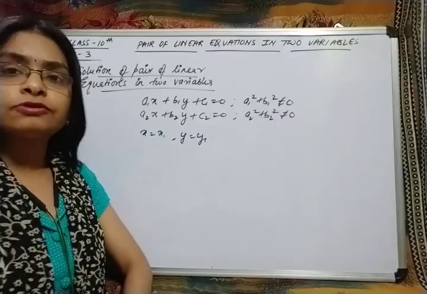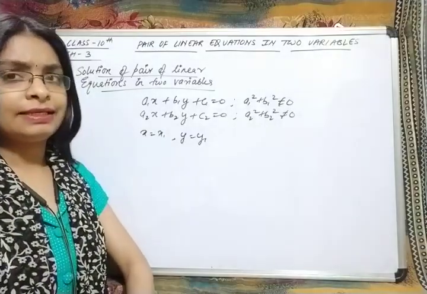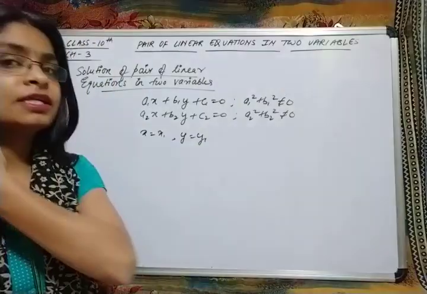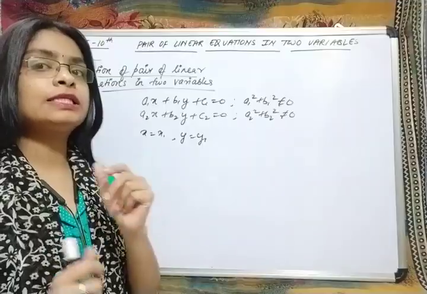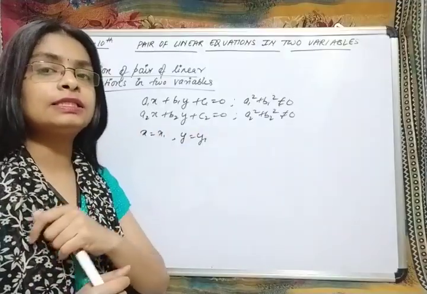Now how are we going to find this? We'll get to it later, because there are two methods. The first one is geometrical and the other one is algebraic. Geometrically, we have already seen the conditions.